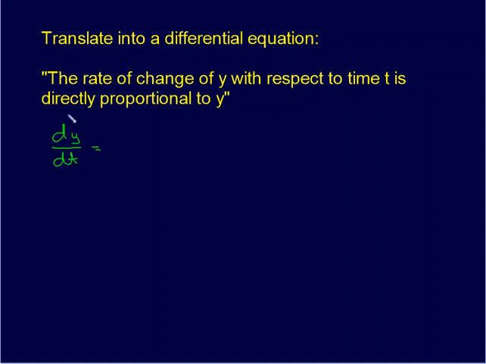And what hopefully you saw a number of examples of on Monday was that the phrase directly proportional means that the quantity that's directly proportional to y is a multiple of y. And for now, we're just going to make a general constant there, k. And so the rate of change, dy/dt, is equal to a multiple of the thing it's proportional to, which is y.